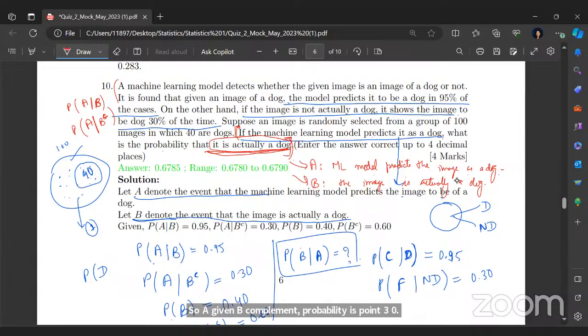Now look at the third sentence. Suppose an image is randomly selected from a group of 100 images in which 40 are dogs. This information is given to you. 100 images are there and we know 40 are dogs, right? So this probability, that the image is actually a dog, is probability of B, which is 0.40. So looking at the question, I wrote down the events, and now using these events A and B, I am writing down all the information that is given to us in the question.